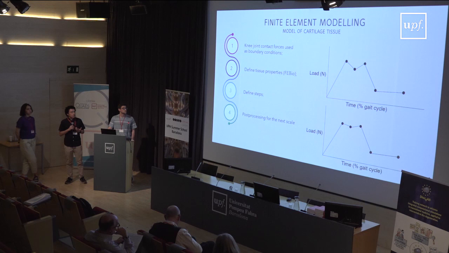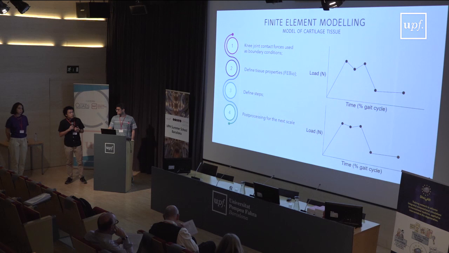For that, we used the axial load the knee was experiencing as inputs in our models. At the upper part, we can see different points we were interested in analyzing for the normal walking. And on the bottom part, we can see some points of interest in terms of loading of the limping.